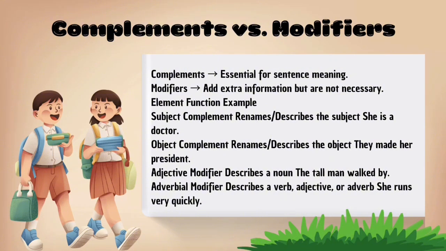Now that we understand complements, let's move on to modifiers, elements that make sentences richer by adding extra details. What is a modifier? A modifier is a word, phrase, or clause that adds extra information to a sentence. Unlike complements, modifiers are not essential to the grammatical structure of a sentence, meaning you can remove them and the sentence will still make sense grammatically and semantically as well.